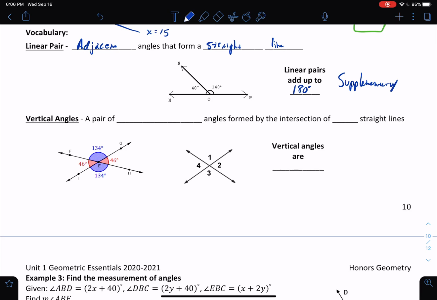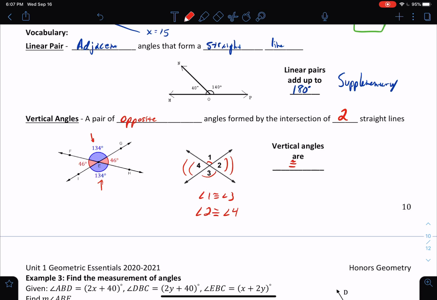Okay? Vertical angles are a pair of opposite angles formed by the intersection of two straight lines. So we got a couple examples here. Hopefully you see these opposite angles like 134 and 134. Those are congruent. Vertical angles are going to be congruent. So like in this diagram with the 1, 2, 3, 4, angle 1 is congruent to angle 3, and angle 4 and angle 2 are also congruent.